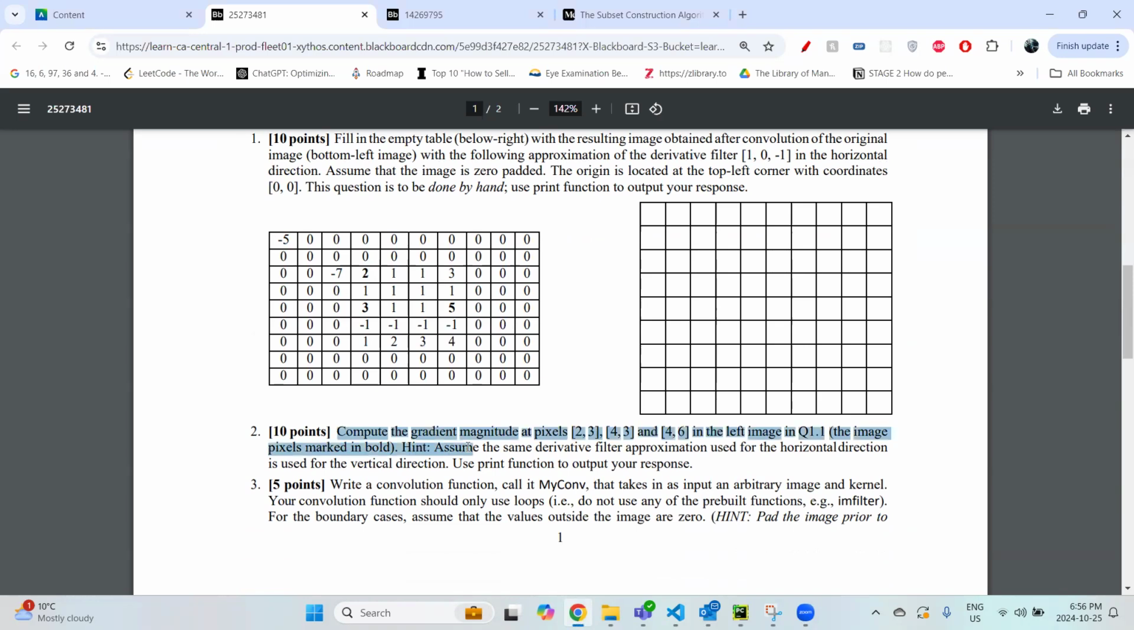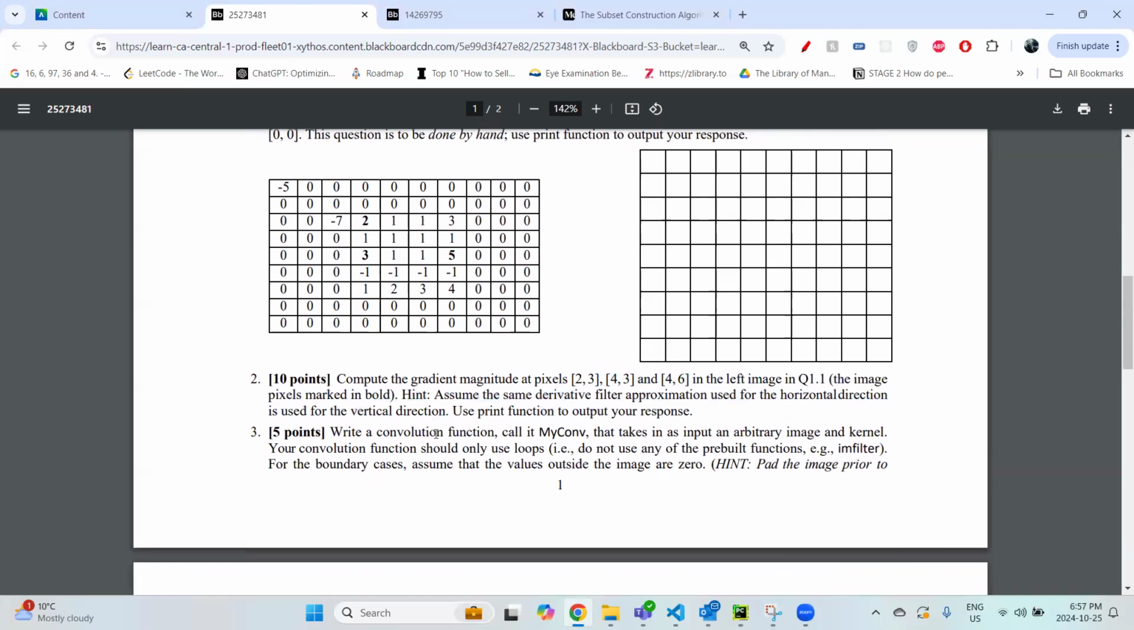Then it told me to compute the gradients at these pixels. The way I did this was I found the gradient in the x direction and the gradient in the y direction. I used the formula gradient in x squared plus gradient in y squared, and I take the square root of that to find the magnitude.